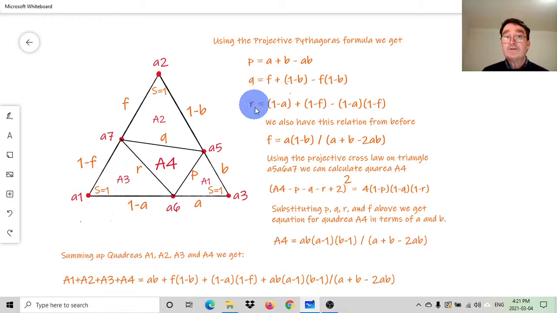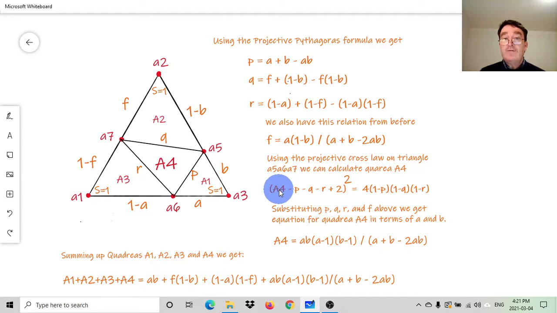So these are three quadrances. And we also had from previous results that we came up with the formula for F in terms of A and B. So F was A times 1 minus B, all divided by A plus B minus 2AB. And we're going to use the projective cross law to calculate the quadria of this projective triangle A5, A6, A7, to calculate A4.